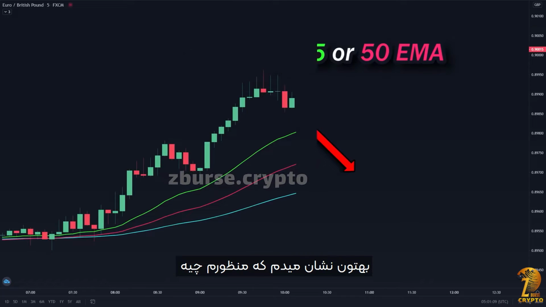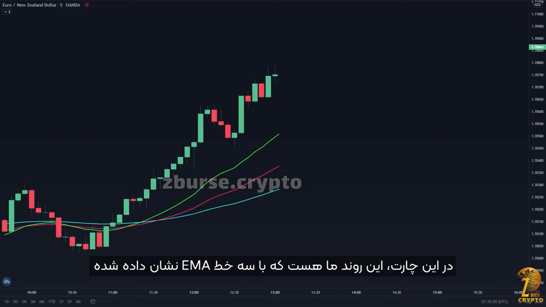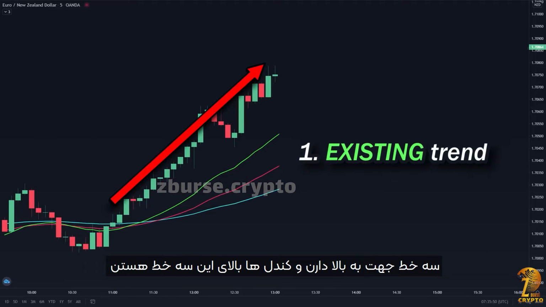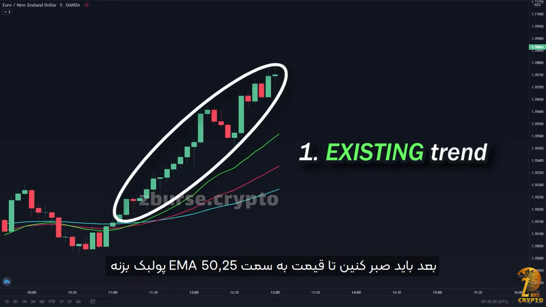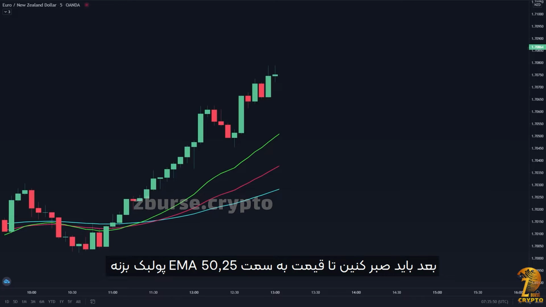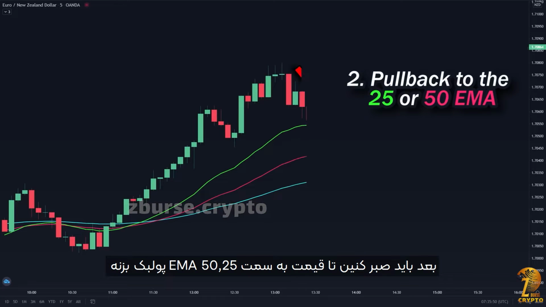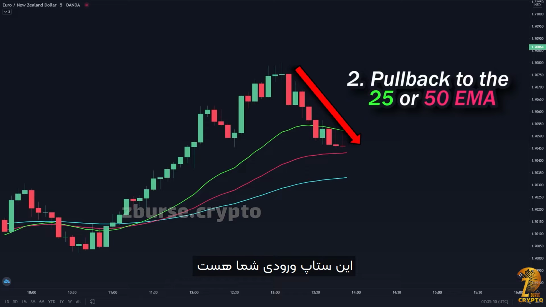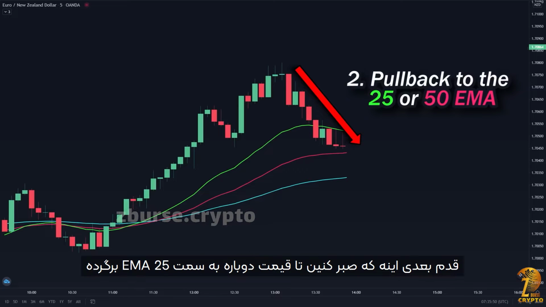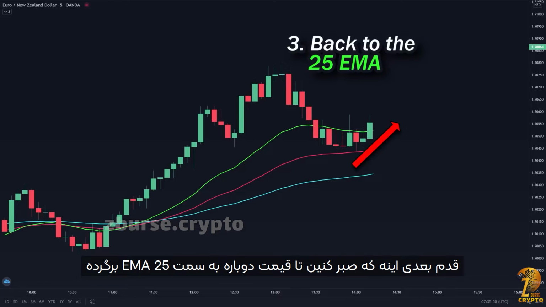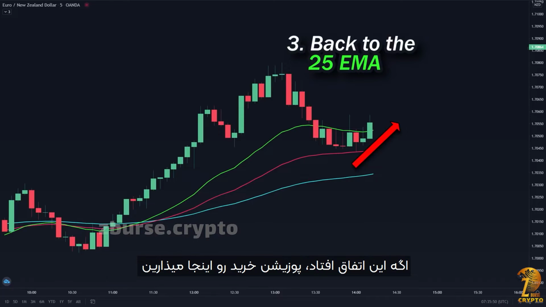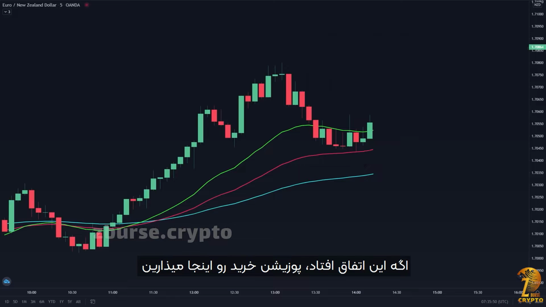Let me show you what I mean. So in this chart, we have spotted an existing uptrend as shown by the 3 EMA. All of them are heading upwards while the candles are above them. Next, you want to wait for the price to make a pullback towards the 25 or 50 EMA. And so this will act as our entry setup. The next step is to wait for the price to go back to the 25 EMA again. Once this happens, you take a buy position here.